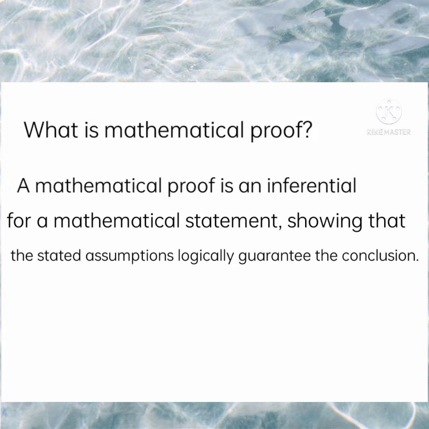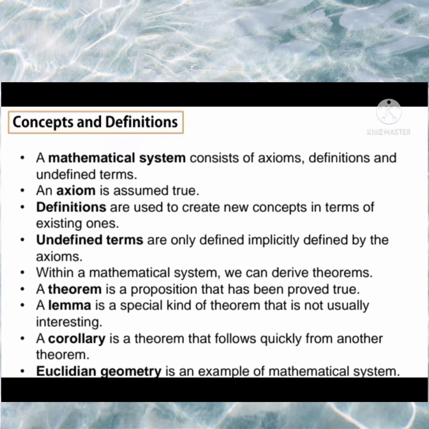A mathematical proof is an inferential argument for a mathematical statement, showing that the stated assumptions logically guarantee the conclusion. Let's proceed to the concept and definition. A mathematical system consists of assumed, defined, and undefined terms. An assumption is assumed true. Definitions are used to create new concepts in terms of existing ones. Undefined terms are only implicitly defined by another assumption.